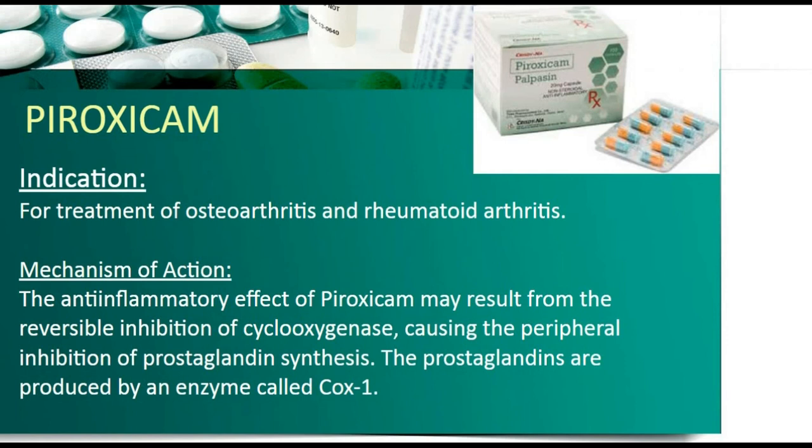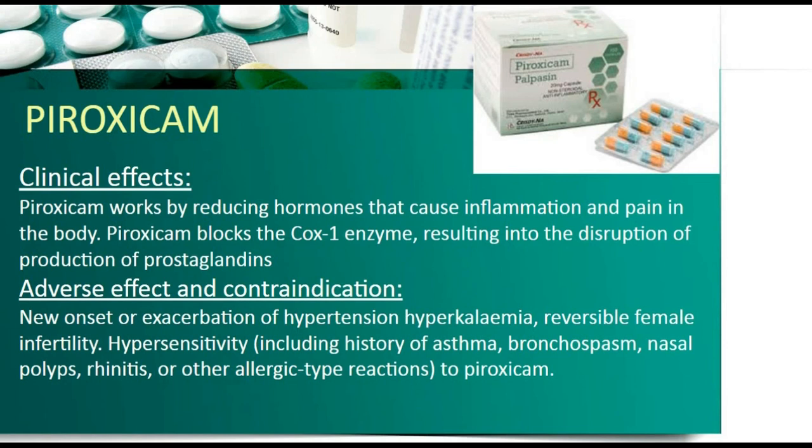Next is piroxicam. It is used for treatment of osteoarthritis and rheumatoid arthritis. The mechanism of action of piroxicam: the anti-inflammatory effect of piroxicam may result from the reversible inhibition of cyclooxygenase, causing the peripheral inhibition of prostaglandin synthesis. The prostaglandins are produced by an enzyme called COX-1. Piroxicam works by reducing hormones that cause inflammation and pain in the body. Piroxicam blocks the COX-1 enzyme, resulting in the disruption of production of prostaglandins.